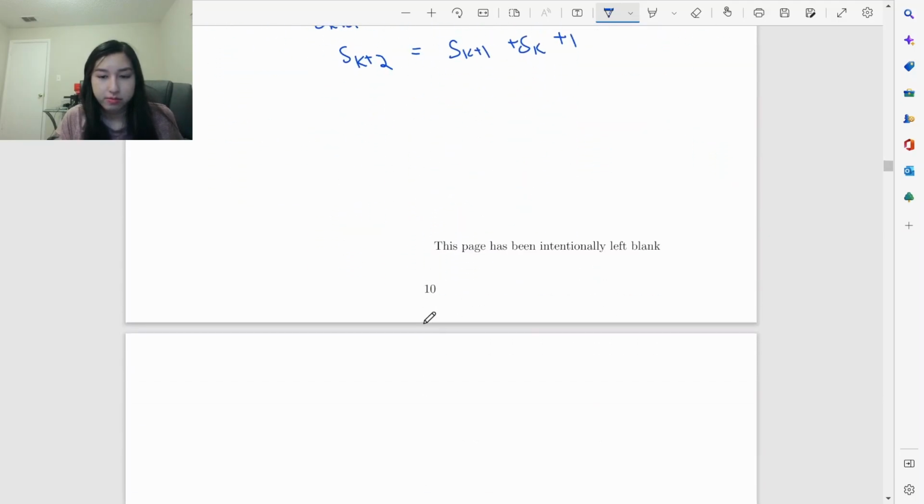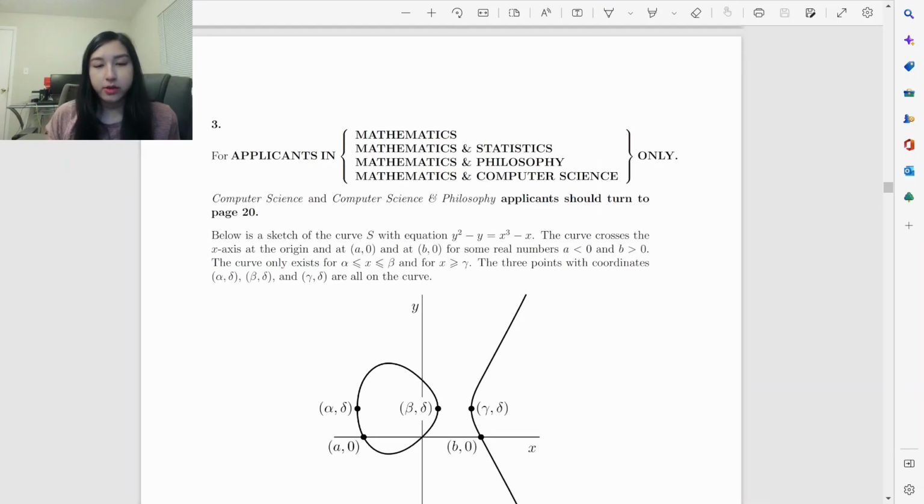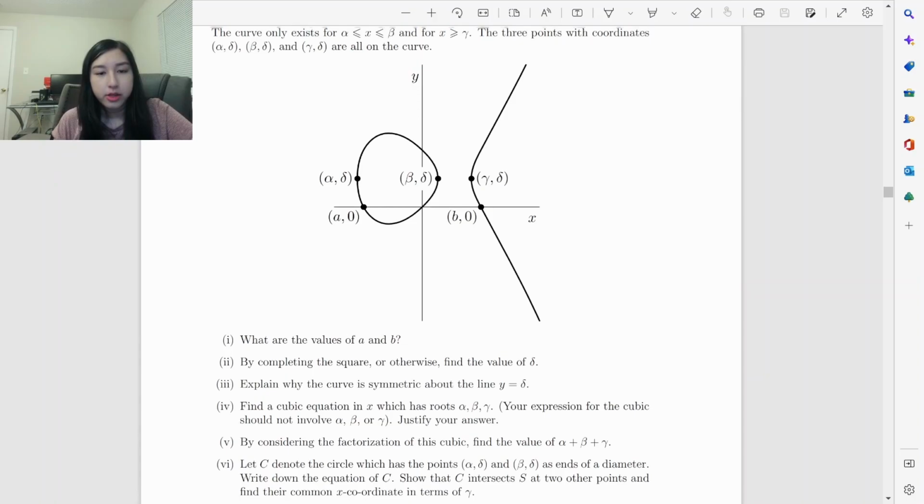So alright, let's look at question 3. So apparently you're supposed to do question 3 if you are applying for one of these courses. So I'm just going to pretend that I am applying for the mathematics course, so I will have to do question 3. Alright, let's look at this one.